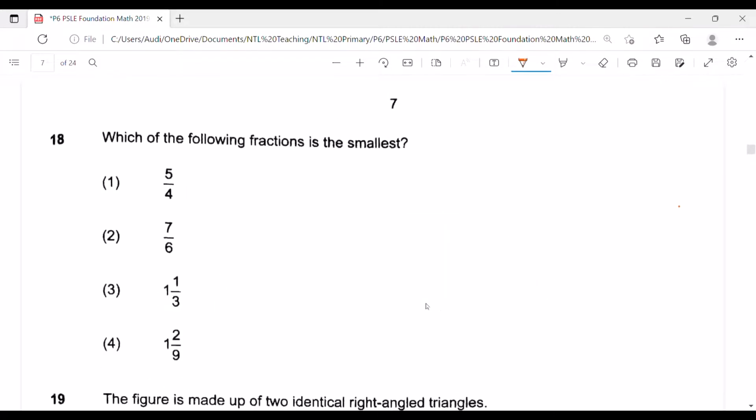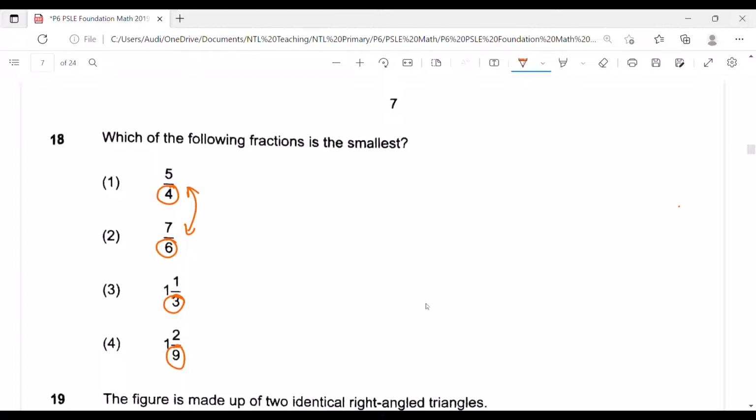First, when we see fractions, it's very difficult to compare if the denominators are not the same. See, this denominator is 4, this is 6, this is 3, this is 9. So the denominators are not the same. So if you want to compare, you make the denominators the same. Let's compare 1 and 2 first, okay?